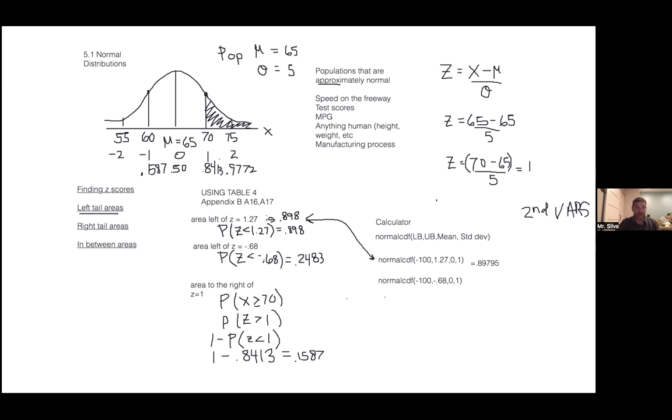So I'm going to write it right over here. In between areas, I'm going to use the notation: probability z is in between -1.5 and 1.25. They didn't really use notation for this problem.